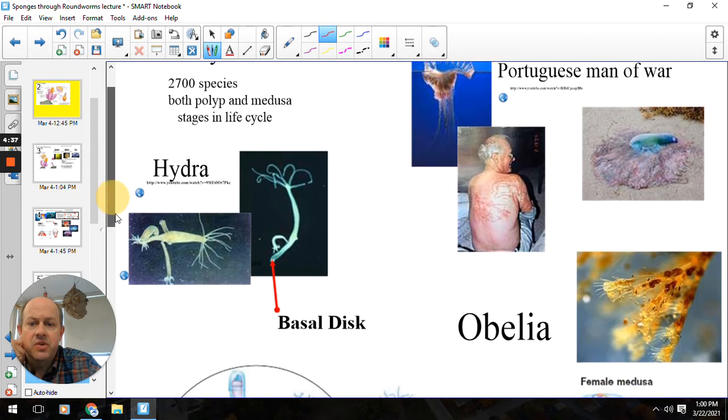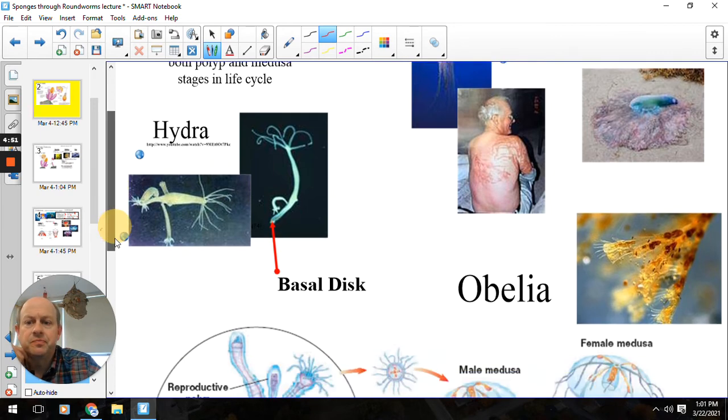Okay, that is the Hydra. And they actually have a cool little trick that they can do. They attach with this basal disc, and then when they want to let go, a lot of times they'll just do this cool tumble-like thing until they find a new spot to attach back to.